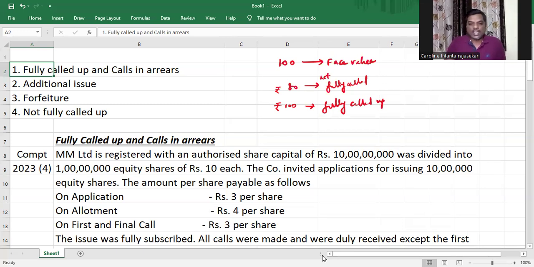Now out of this 80 rupees, 80 rupees has been paid up. So is this fully paid up? Because 80 rupees was called up and 80 rupees has been paid up. Is it fully paid up? No, it will not be called fully paid up. It is not fully paid up.